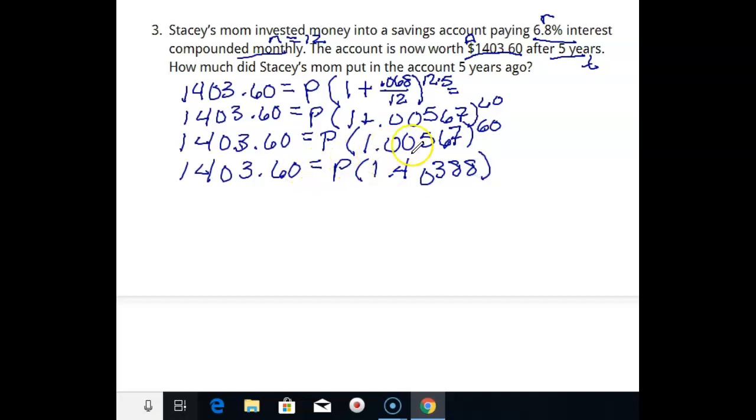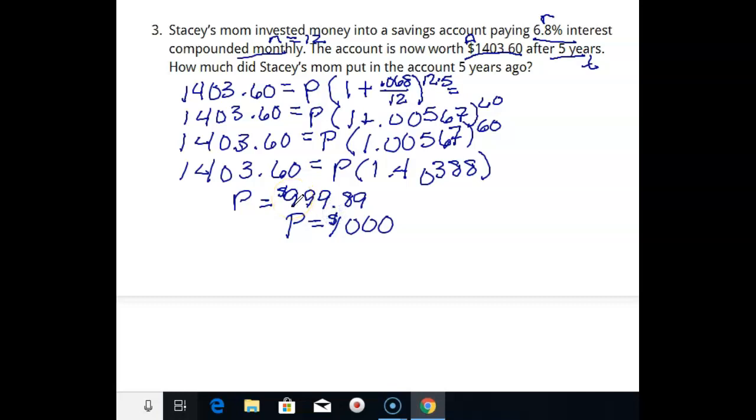Now finally, P times this number, so to SADMEP it, I'm going to divide $1,403.60 by 1.40388, and my principal is going to be 999.89. Even though this is a pretty decent answer, I would almost assume it's $1,000, because had I carried my decimals out further, I probably would have got $1,000. I'm not always going to round these, but usually I do.